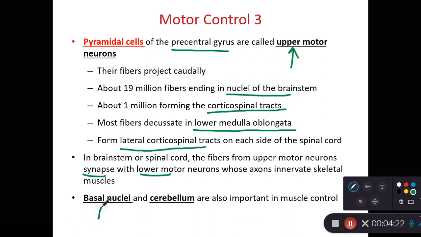We have our basal nuclei, which we've talked about in a prior recording, and our cerebellum. These two parts of the brain help to modulate or regulate the activity of these pyramidal cells so that we avoid unwanted movements and have more coordinated muscle control.